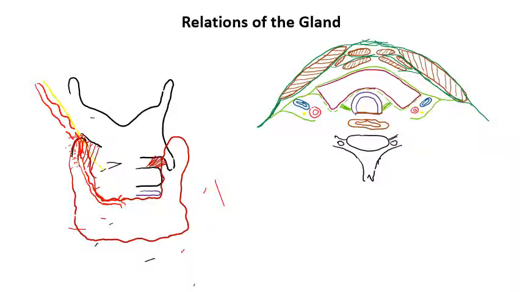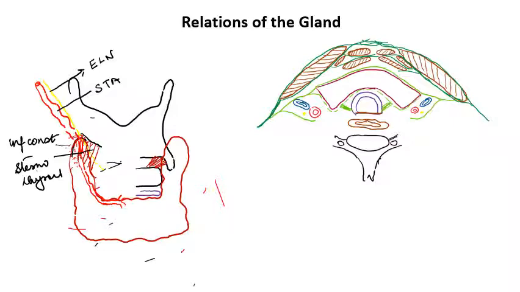So you can see that near the apex of the gland, in close relation to the apex, are two muscles. Number one, the sternothyroid, and number two, the inferior constrictor. Also running is the external laryngeal nerve and the superior thyroid artery. So all these structures are related to the apex of the gland.